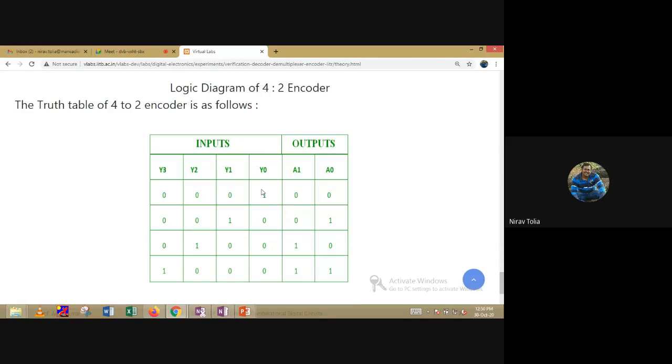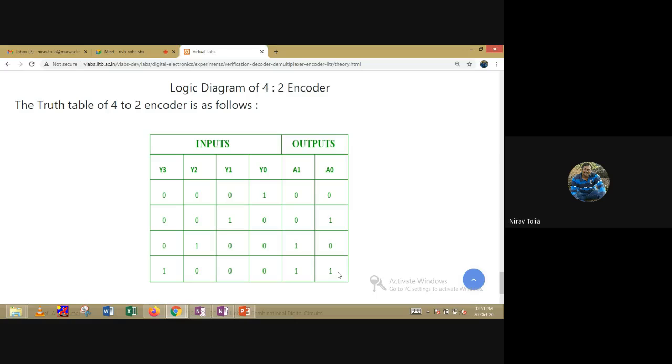So you can see here as an input only Y0 is activated at a time, and the output is 0 0. Then Y1 is activated and the output is 0 1. Then Y2 is only activated and the output is 1 0. And at the last only Y3 is activated and the output is 1 1.